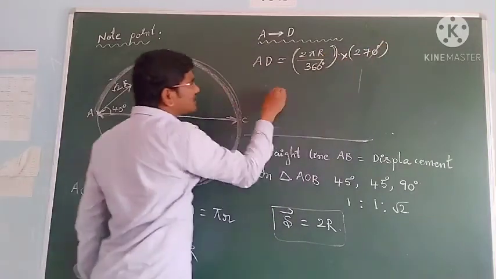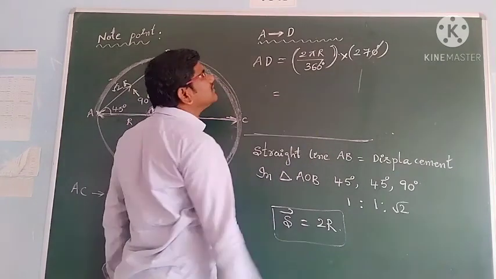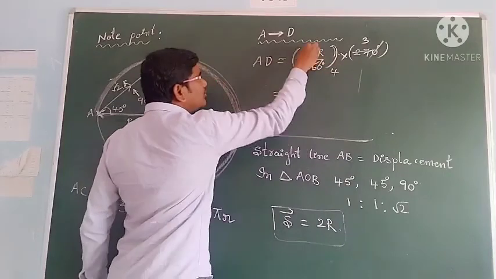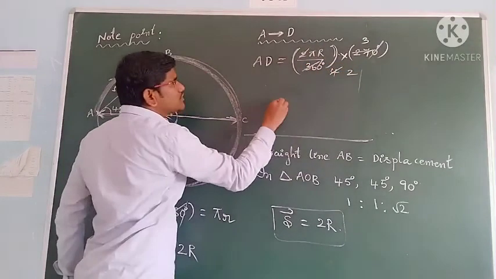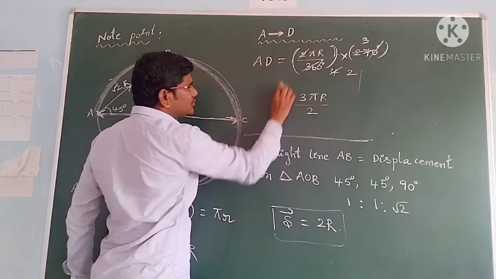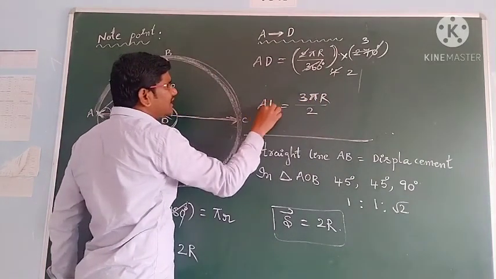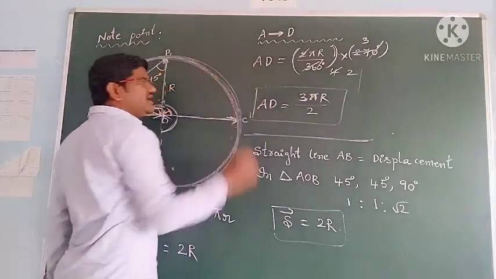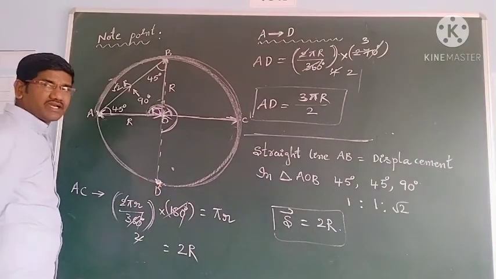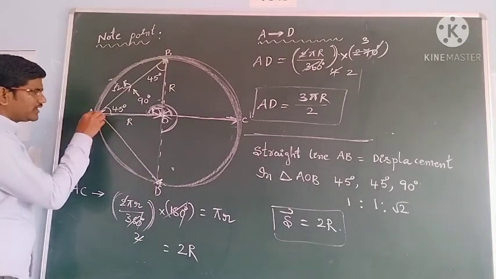Then the zeros get cancelled. 9 3s are 27, 9 4s are 36, and it will again get cancelled with 2. So we will get 3 pi r by 2. So distance AD is equal to 3 pi r by 2. For displacement, this is the initial point and this is the final point. Again draw a direct line segment from the initial point to the final point.